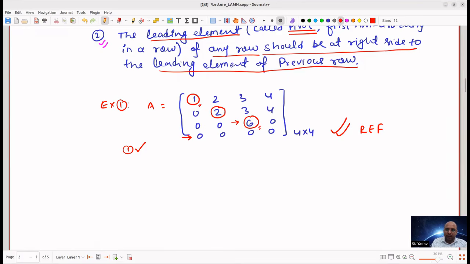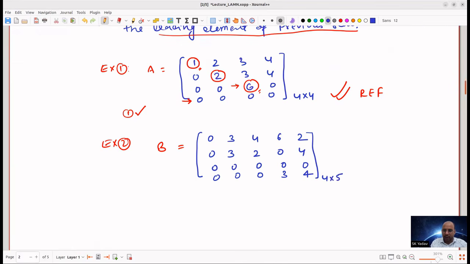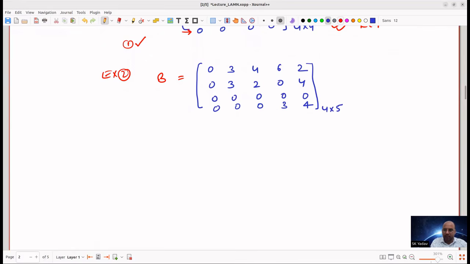Now take another example. Example number 2. Let's take a new matrix B as 0, 3, 4, 6, 2, and 0, 3, 2, 0, 4, 0, 0, 0, 0, 0, and the last row is 0, 0, 0, 3, 4. So this is a 4 cross 5 matrix. Now check both conditions, whether this matrix is in REF or not.